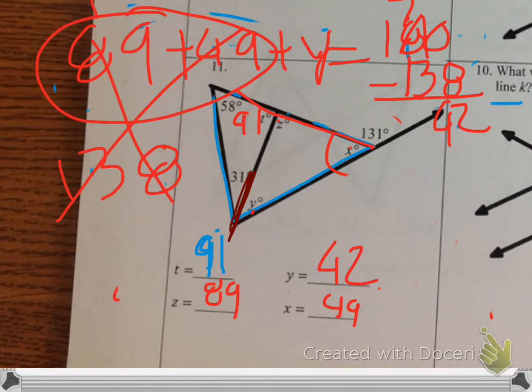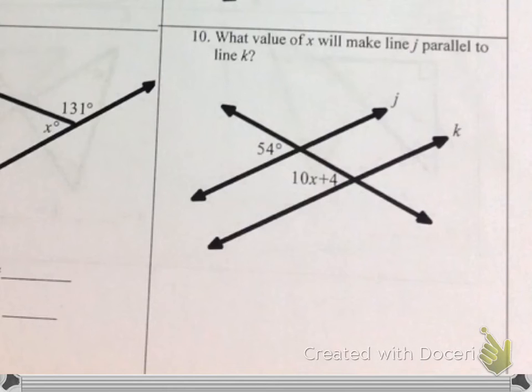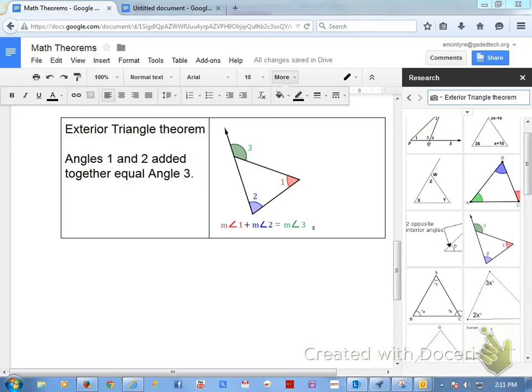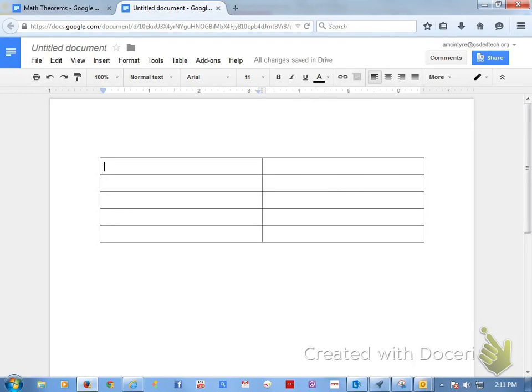Okay, so now we're going to go to the next problem. What value of X will make the... Hold on.